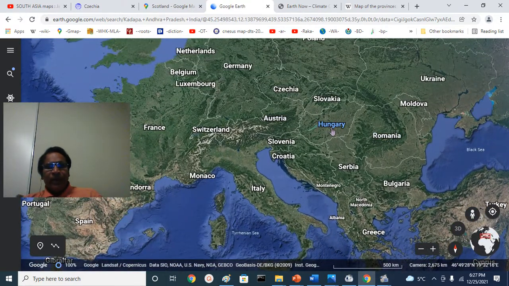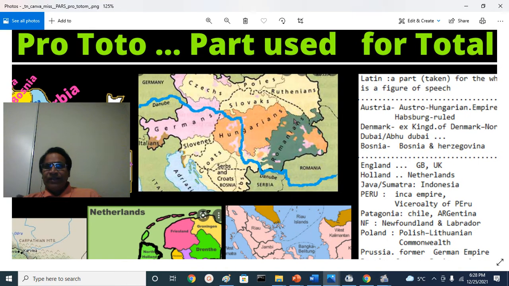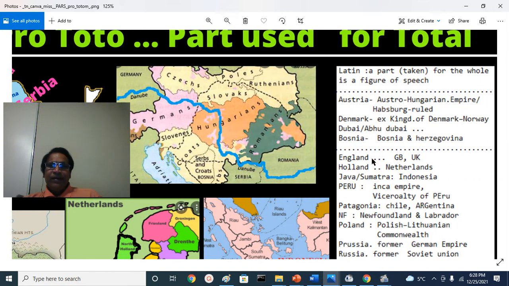Austro-Hungarian Empire is a dual empire. Austria is only a part of that Austro-Hungarian Empire. A part, Austria, is used to represent a total. That is Hungarians, Czechs, Slovaks, Romanians, Ukrainians, Silesians, Slovenes, Croatians, Serbs, etc. Austria is a pars used for a totem called the Austro-Hungarian Empire.